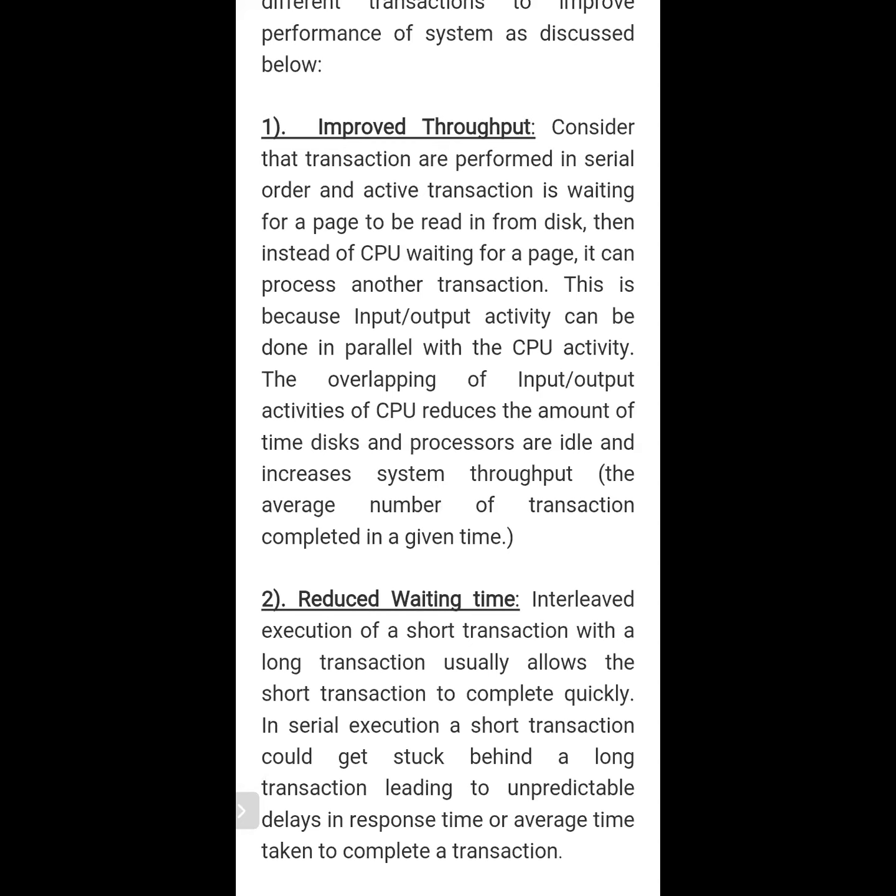The overlapping of input or output activities with CPU activity reduces the amount of time disks and processor are idle and increases the system throughput. That means the average number of transactions completed within a time. Okay, so that is nothing but throughput, and in this type we are increasing the throughput also. For example, in the case of serial transactions, if we are executing 4 transactions one after another, the CPU may be performing the waiting time.